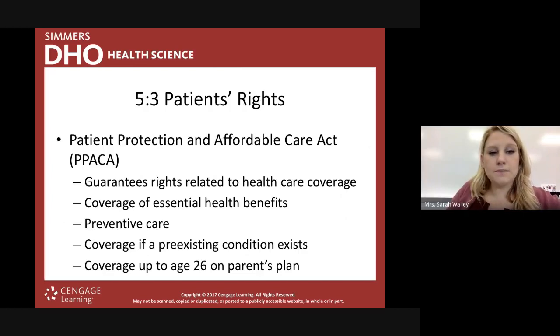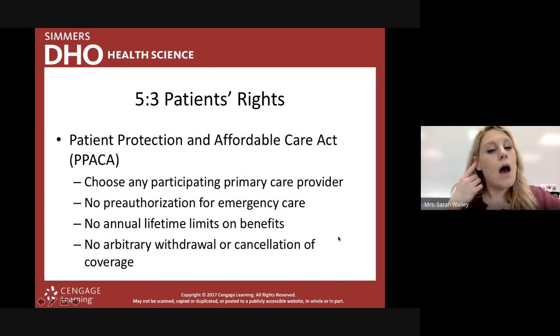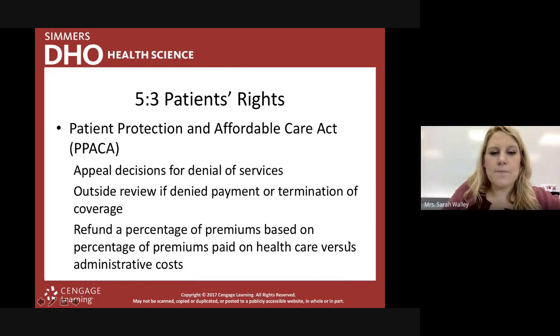Okay, and then the Patient Protection and Affordable Care Act guarantees rights related to healthcare coverage. This goes along with Obamacare. There's coverage of essential health benefits, preventative care, coverage of pre-existing conditions, coverage up to age 26 on parents' plan. And then there's just some other things that came along with that. So there were some really good things that came from Obamacare.